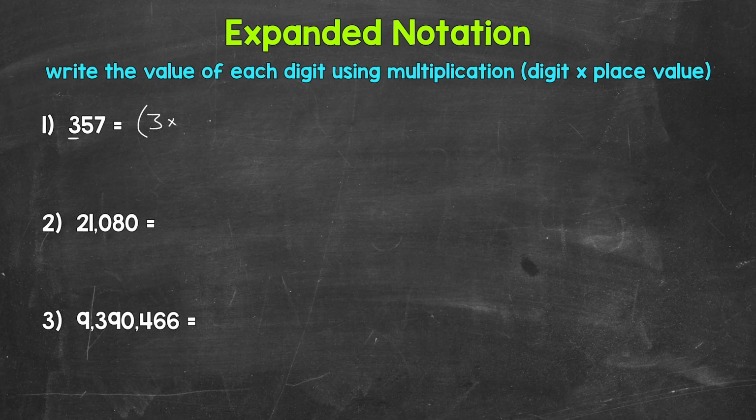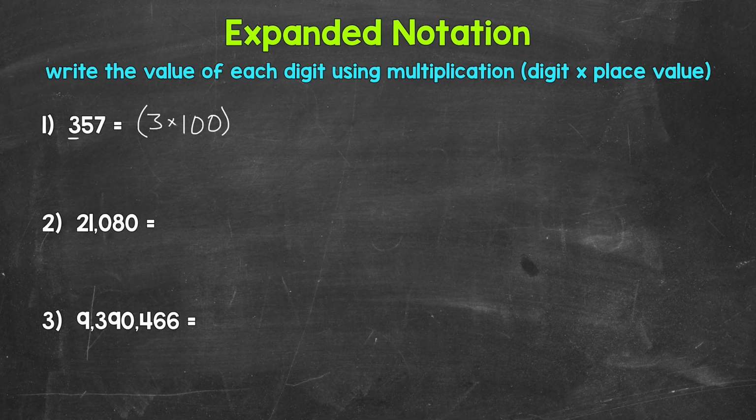Well, what place is this 3 in? It's in the hundreds place. So we multiply by 100. And then we can close the parentheses. This 3 has a value of 3 hundreds, 3 groups of 100, which is 300. And we can group this by putting it in parentheses.